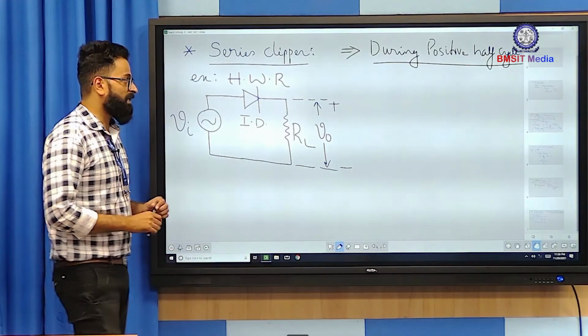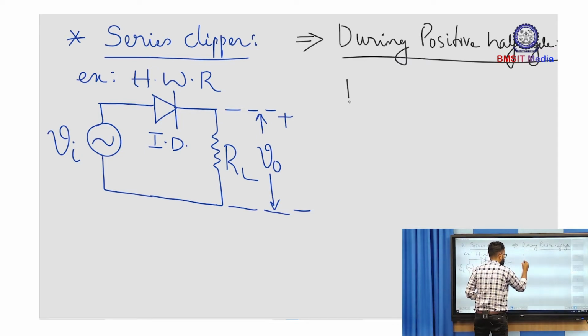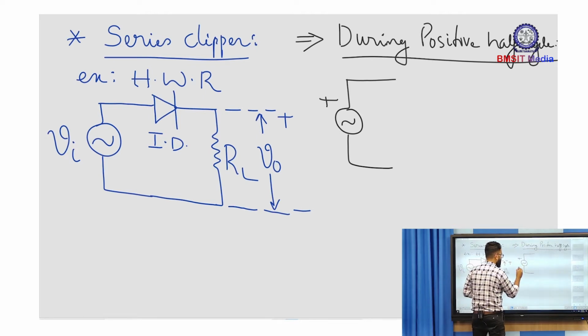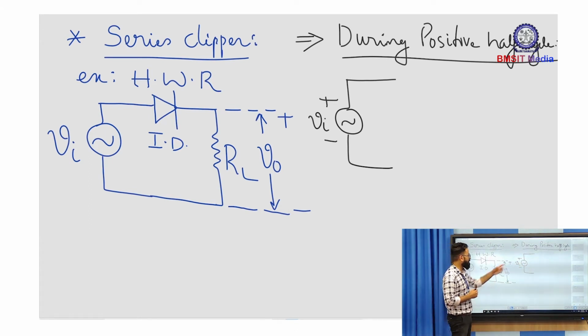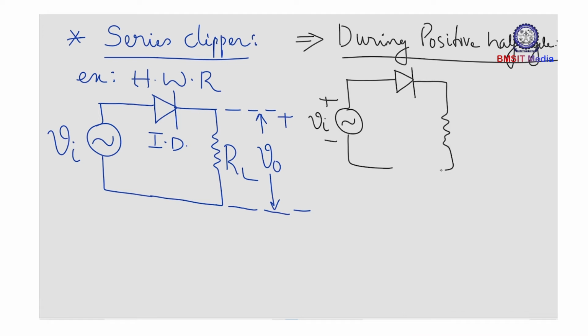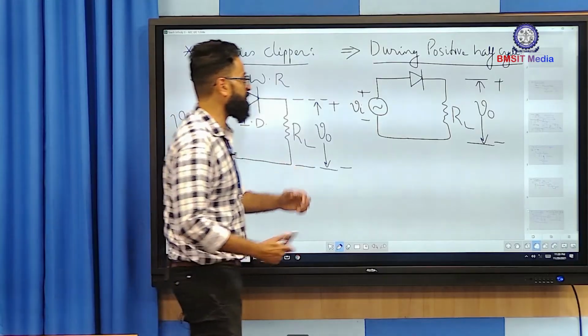During the positive half cycle, we assign the polarity for the source. When you talk about the positive half cycle, we consider the upper terminal of the sinusoidal source with a positive sign and the lower terminal with a negative sign. By which we simply mean that the upper terminal is at higher potential and the lower terminal is at lower potential. Okay, so we have assigned the polarity.